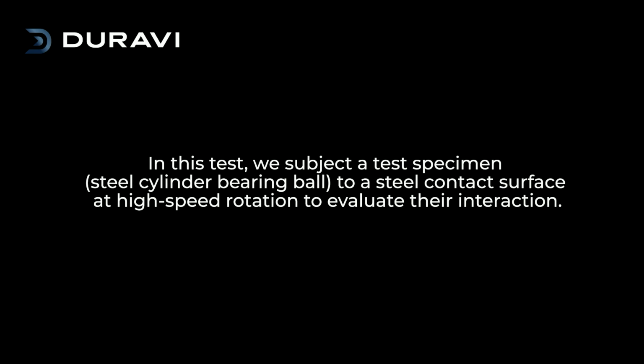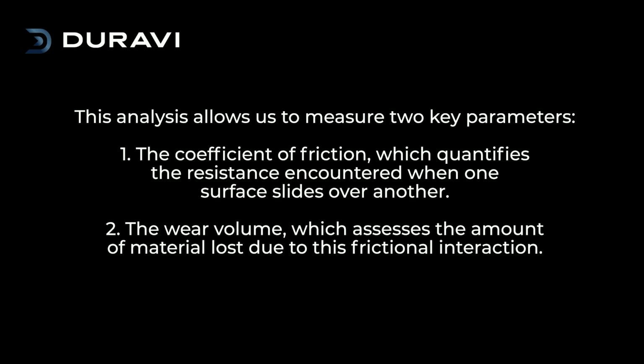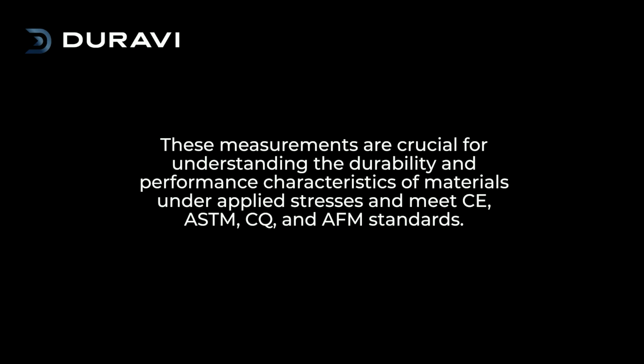In this test, we subject a test specimen, a steel cylinder bearing ball, to a steel contact surface at high-speed rotation to evaluate their interaction. This analysis allows us to measure two key parameters: the coefficient of friction, which quantifies the resistance encountered when one surface slides over another, and the wear volume, which assesses the amount of material loss due to this frictional interaction. These measurements are crucial for understanding the durability and performance characteristics of materials under applied stresses and meet CE, ASTM, CQ, and AFM standards.